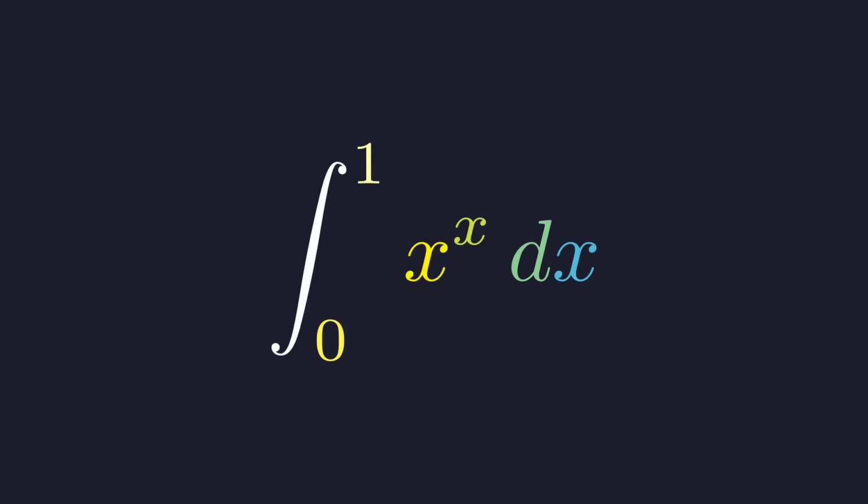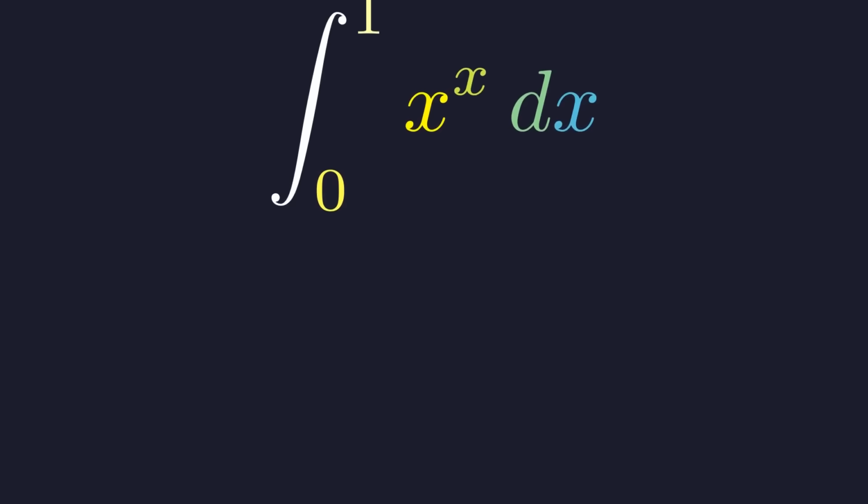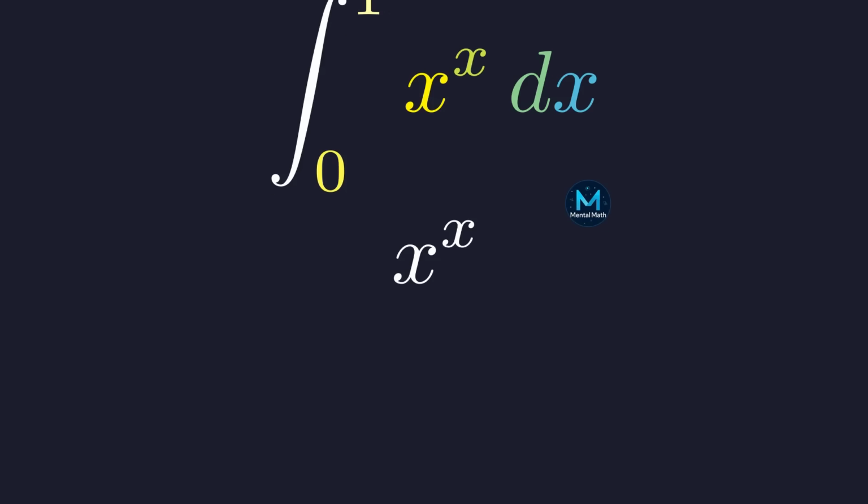This innocent-looking integral took 100 years to solve. Johann Bernoulli cracked it in 1697 using a mind-blowing trick. Can you figure it out before I show you? Stay with me. The key is to rewrite the integrand x to the x into a more flexible form.